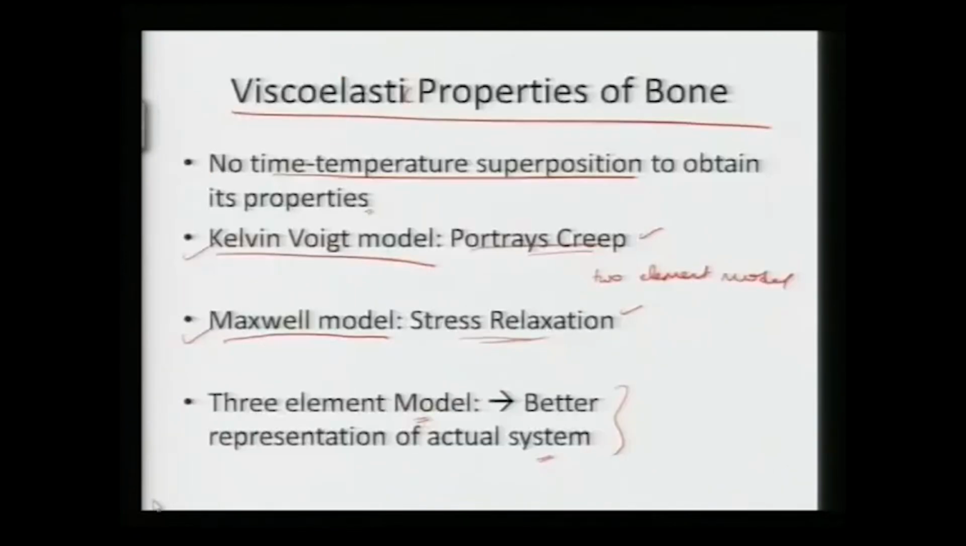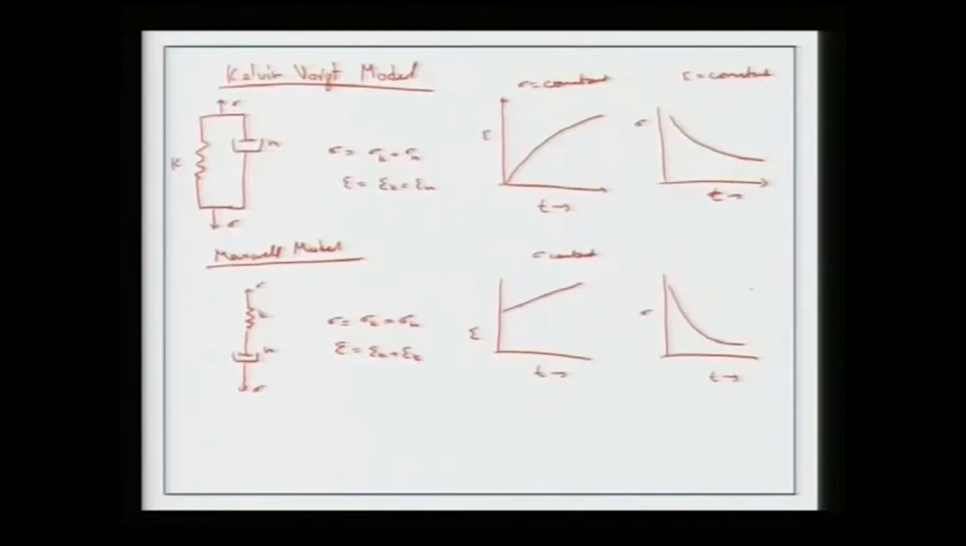We can see from the previous case that the Kelvin-Voigt model can portray the creep at constant stress, that is, the overall strain which is happening, and the Maxwell model shows how the stress is relaxing itself. When sigma is constant, the strain is increasing, so we see the creep part from here, whereas the stress relaxation part is from here. But again, these are not sufficient to elicit what is happening at the bone level. So we require 3 elements or more to construct.